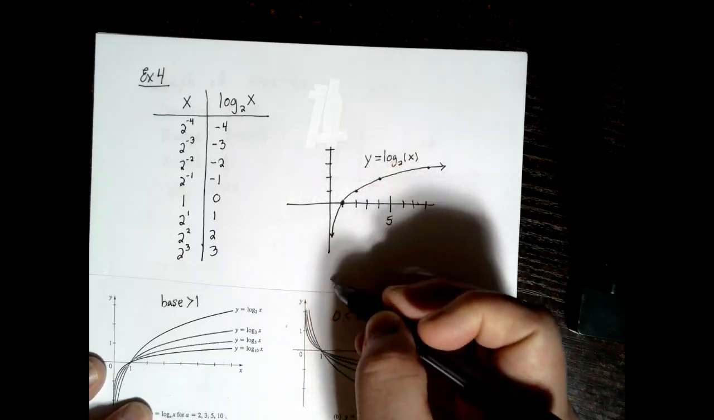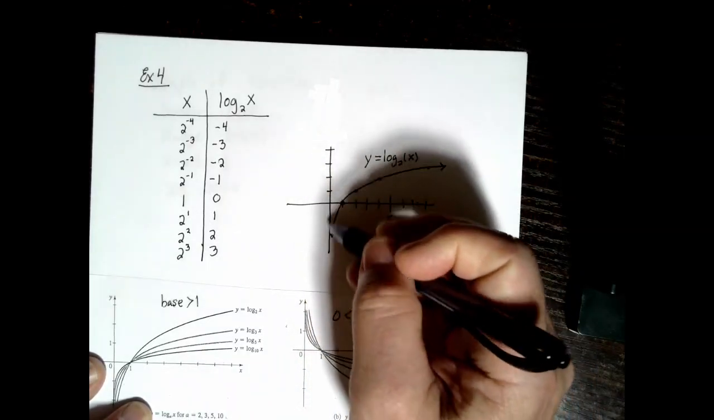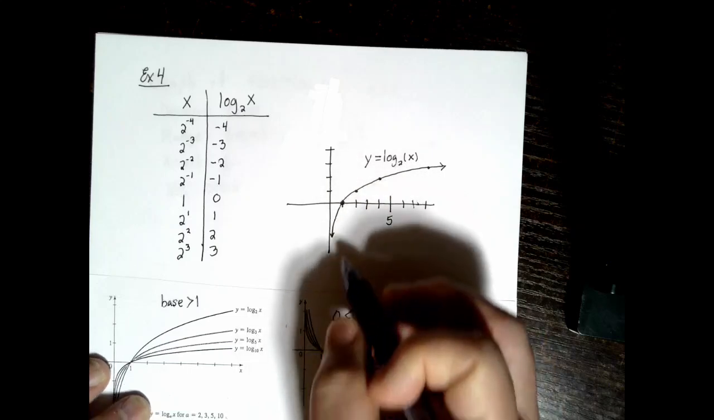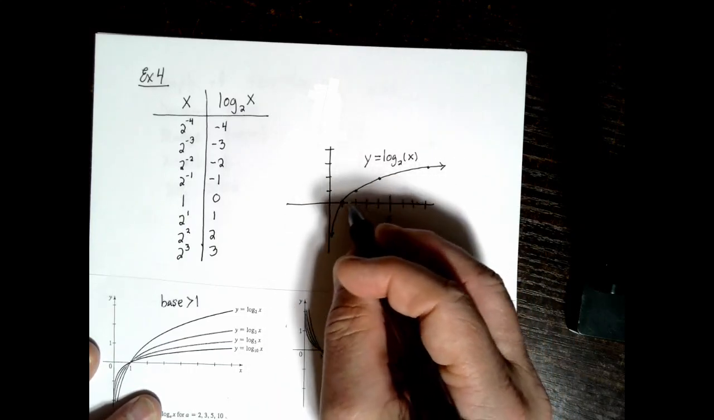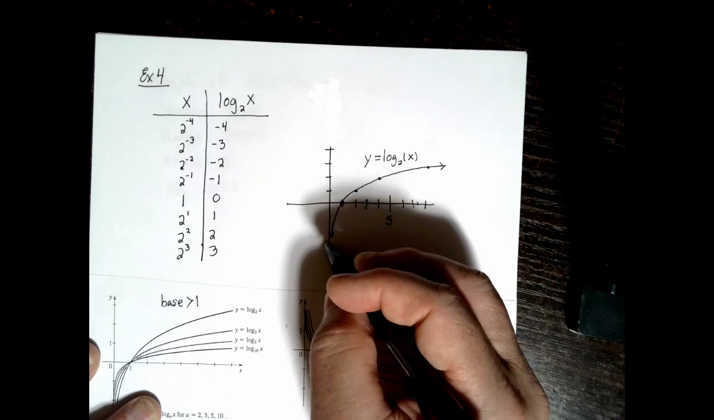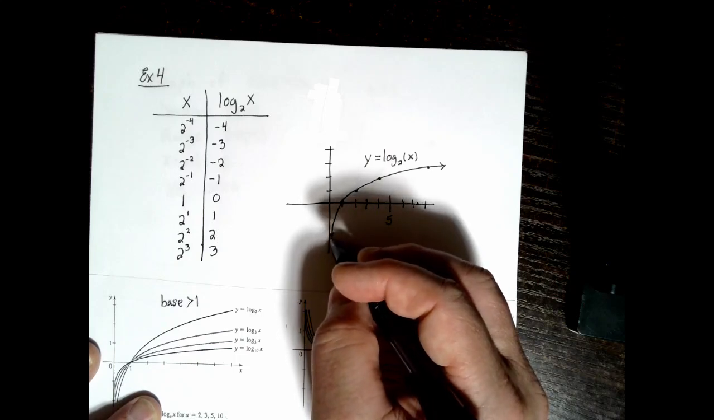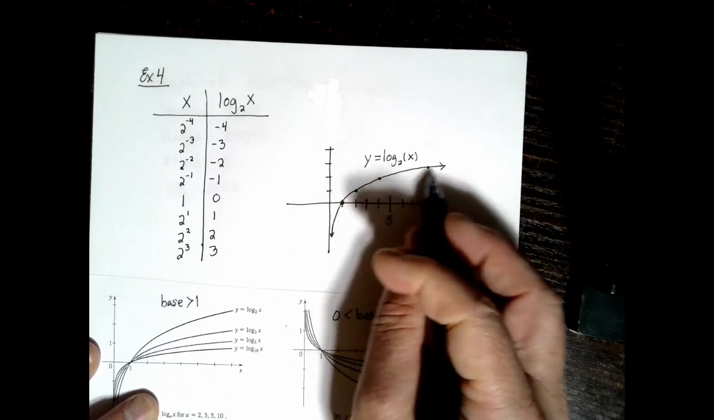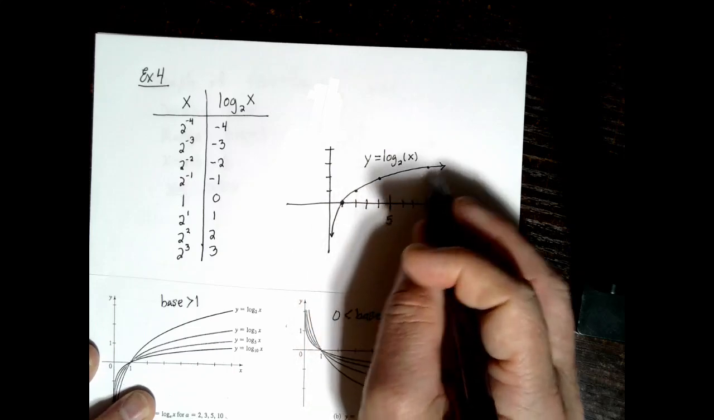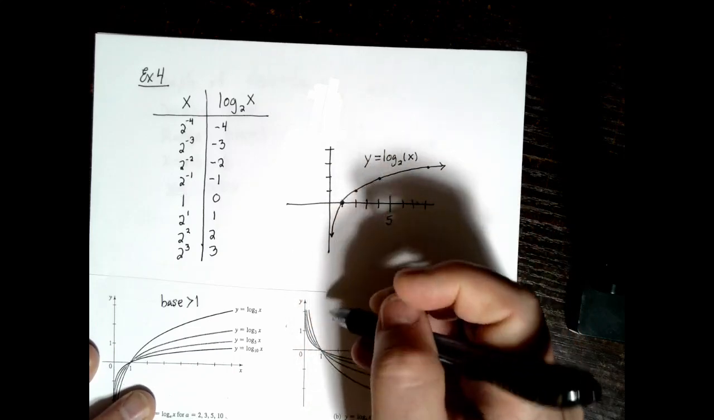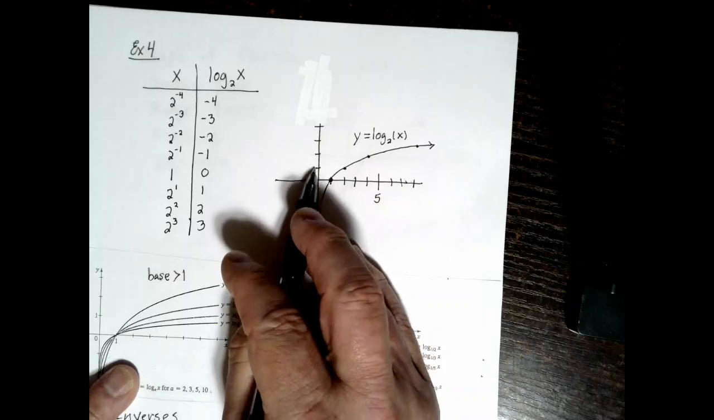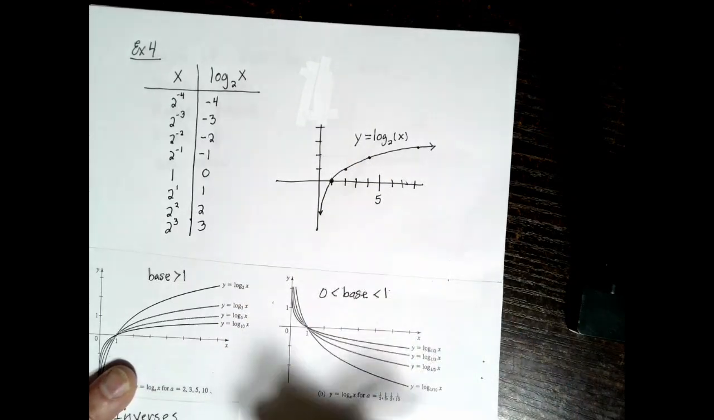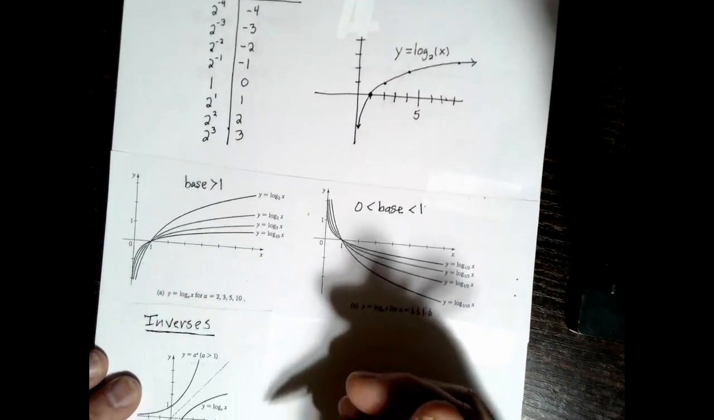So it has a vertical asymptote at x equals 0. It goes to the right forever, but it only goes to the left to greater than 0. So your domain is greater than 0 to infinity. Your range is everything. It goes up to infinity and down to minus infinity. Notice it crosses at 1, 0 instead of crossing at 0, 1 like 2 to the x did.